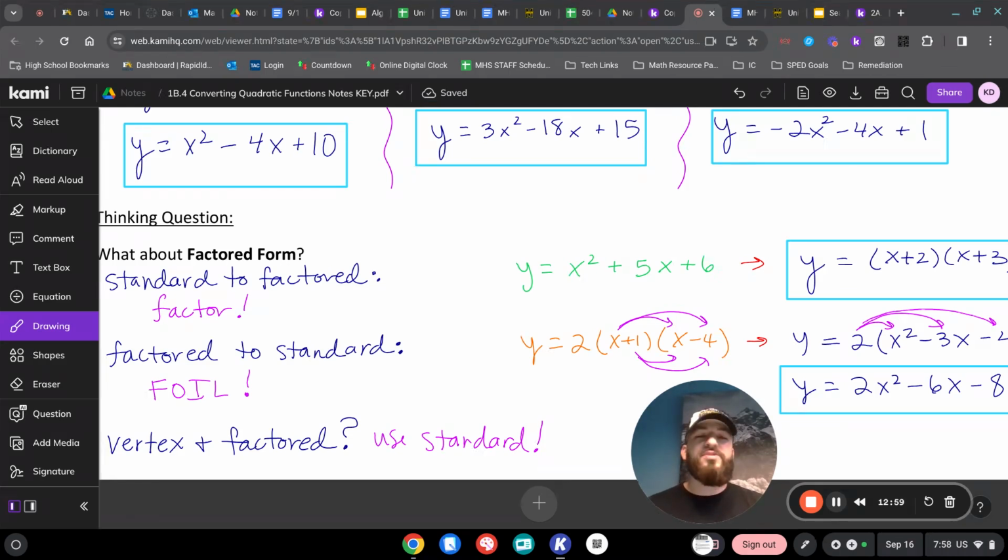So if I had y equals 2, parentheses, x plus 1 times x minus 4, I could just FOIL out my binomials and then distribute in any GCF. But of course, if it's in factored form, I won't have that extra k at the end. And if I want to move between vertex and factored, I'm going to have to use standard as an intermediary. So either vertex to standard and then standard to factored, or factored to standard and then standard to vertex. But that puts a close, y'all, on converting quadratic functions. Go ahead and complete those differentiated stations to practice all of these skills a little bit more.